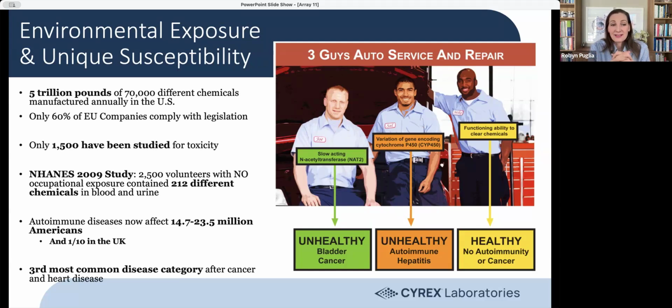Autoimmune disease now affects up to 23.5 million Americans. And in fact, in the UK, the 19 most prevalent autoimmune diseases affect 1 in 10 people in the UK, 10% of the population.